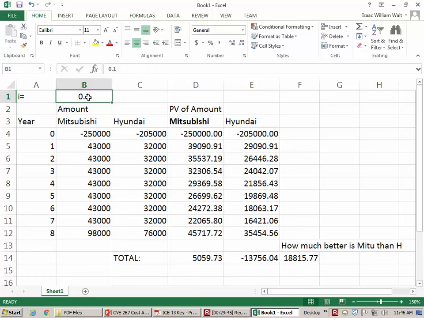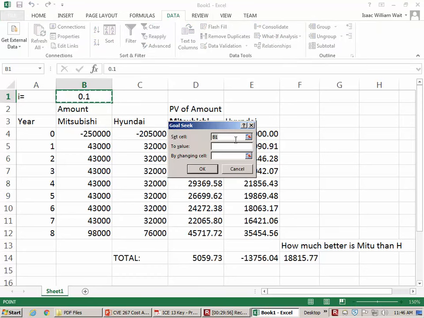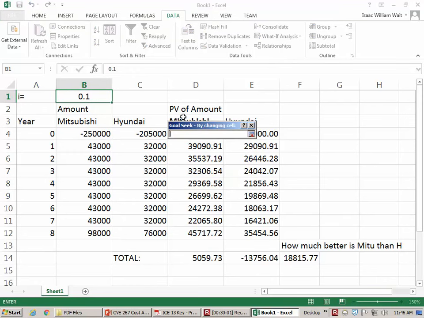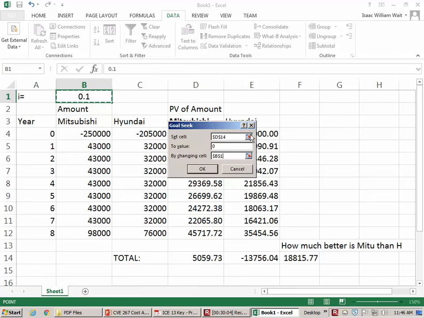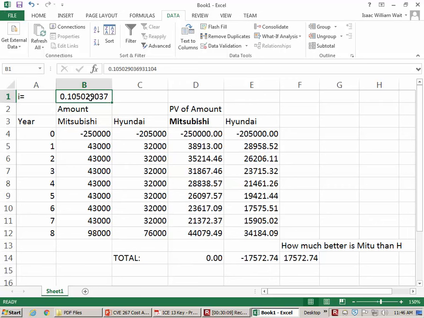So later on, another way of comparing alternatives is to find out which alternative gives you the most rate of return. And so we could use the what-if analysis to say, we want it to make this cell equal to 0 by changing the interest rate. It's going to iterate, play around until it finds the interest rate, 10.5%. And so the actual rate of return for the Mitsubishi is 10.5%. But we'll get into that a lot more in the future. Any questions on the Excel side of things that we did?